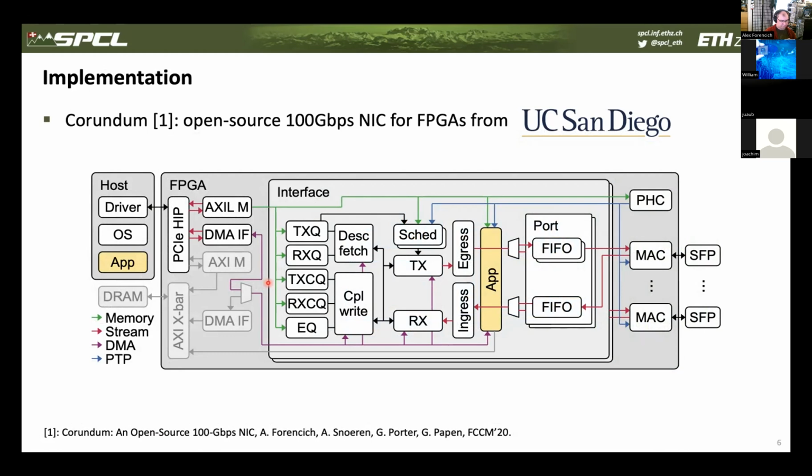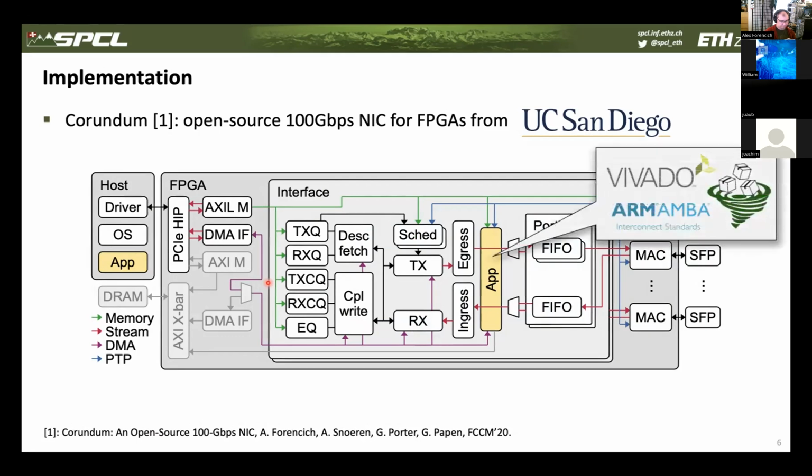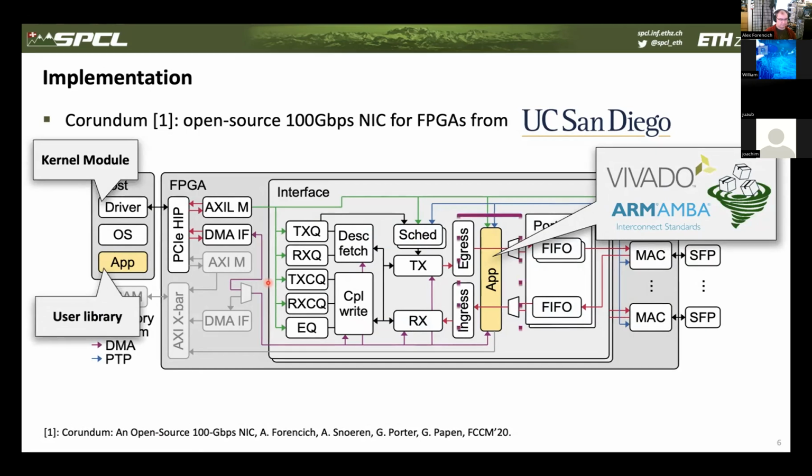So in terms of Corundum, I introduced this to the spin team as it's an open source 100 gigabits per second NIC for FPGAs from UC San Diego. And what is important here that we handle, that I actually worked on, is this application block inside the FPGA, but also the application interface for the software on the host. So we use Vivado IPs and also basically AXI interface IPs, and then the p-spin Verilog implementation. And then on the host side, we also implement kernel modules and user space libraries to implement the spin computation model, computation paradigm.